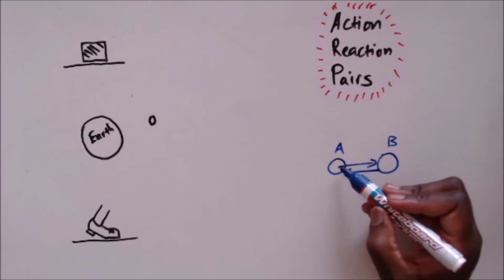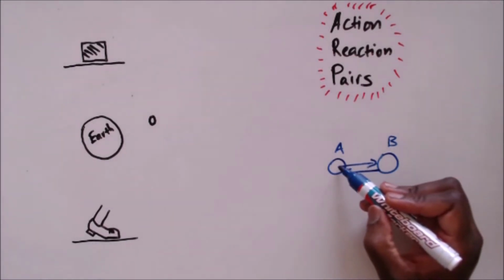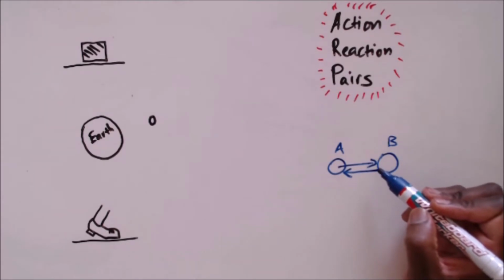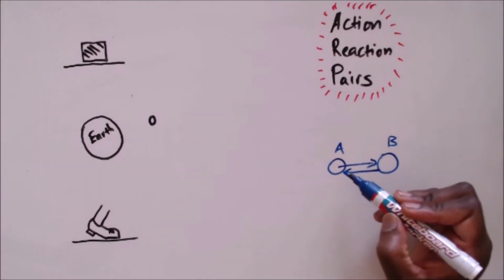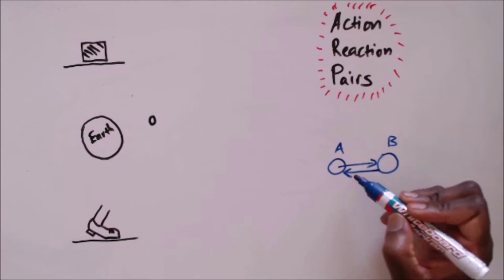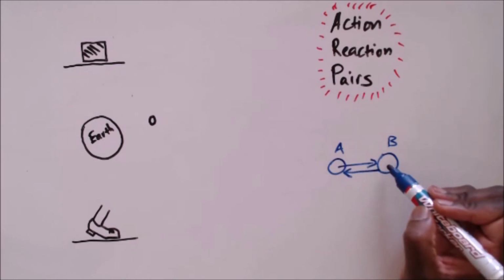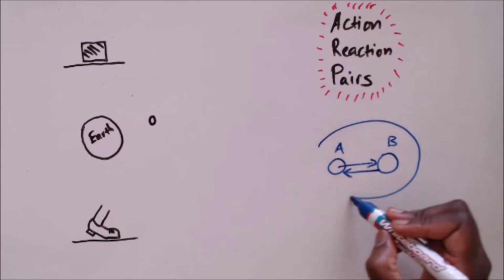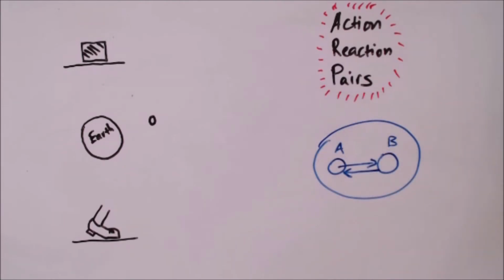Notice, the first force is the force that body A exerts on body B, and the second force is the force that body B exerts on body A. The first force acts on B and the second force acts on A. Together, these forces form a Newtonian action-reaction pair. And those pairs never ever act on the same body. Okay, so let's have a look at a couple of examples.